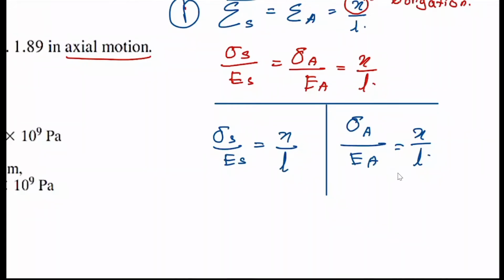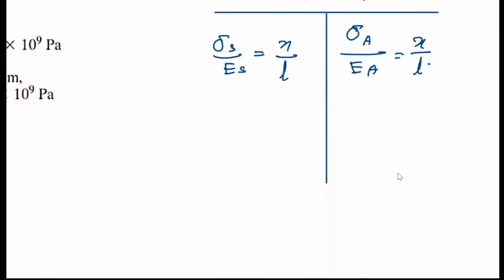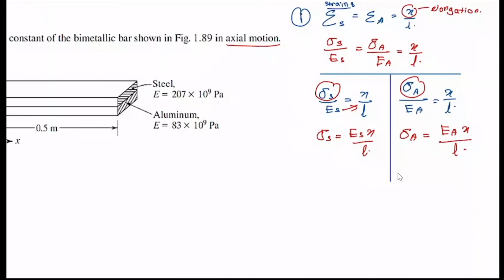Now, from here we basically want to find the stress. If I want the stress, I have to bring the Young's modulus to the other side, so it will be like this. You guys understand? Because I want the stress now. So stress for aluminium will be the Young's modulus of the aluminium times the elongation divided by the length. So I already have the formula for both aluminium and steel in terms of stress.